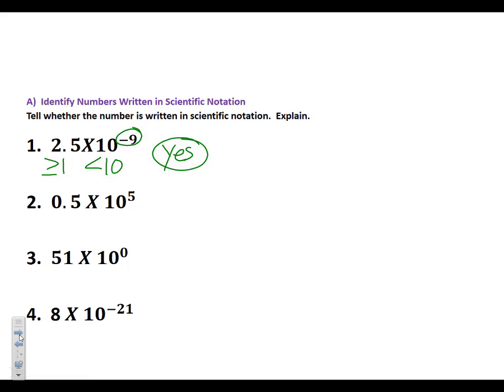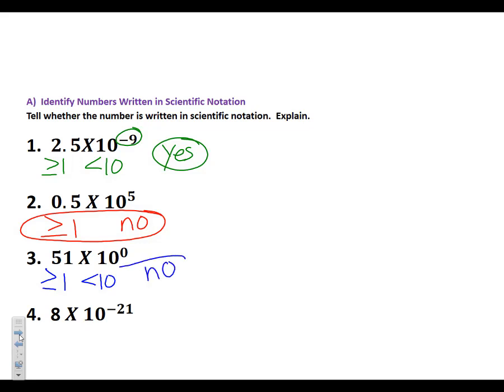So that means number 1, 2.5 times 10 to the negative 9th, is written in scientific notation. Let's look at number 2, 0.5 times 10 to the 5th. Looking at 0.5, is that greater than or equal to 1? The answer to that is no. So that is the explanation as to why that number is not written in scientific notation. Our factor is not greater than or equal to 1. Going to example number 3, 51 times 10 to the 0. So 51, taking that factor, is that greater than or equal to 1? The answer to that is yes. Is it less than 10? Unfortunately, the answer to that is no. So it is not written in scientific notation.